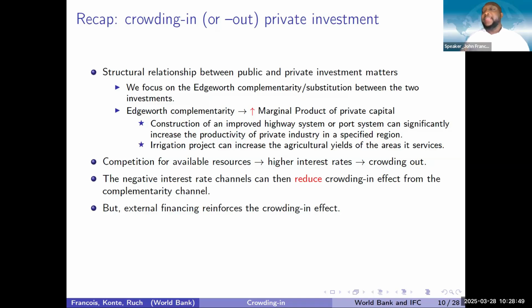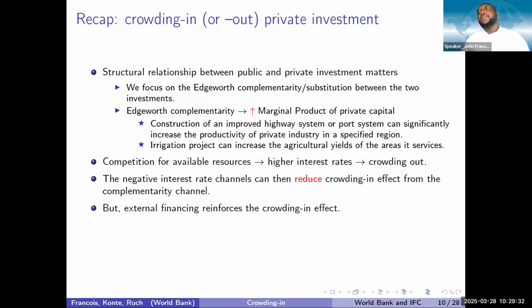What you would see is that this increased the productivity of the private industry overall, because all of a sudden, let's say the amount of time it will take a private entity to move one good from one region to the other is much faster now because there's a good highway system. Or the time it will take to take out machines or imports from the port is much faster now because it has a good port system. This would unambiguously raise the productivity of the private industry, and hence private investment, right?